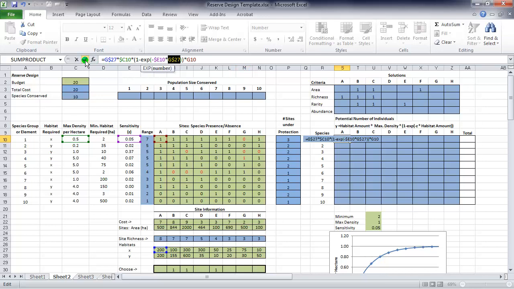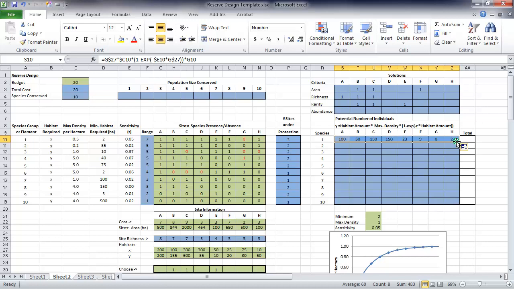And that should give us the number of individuals that we expect of species 1, and if we copy that through, that will give us the number that we expect in each of these different sites. And as you can see, we end up with 0 in cell Y10, which represents site G, because we know that the site was unoccupied according to our data. This formula should work for all of the species that require habitat X.